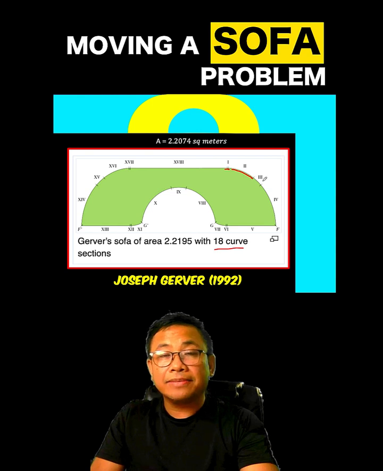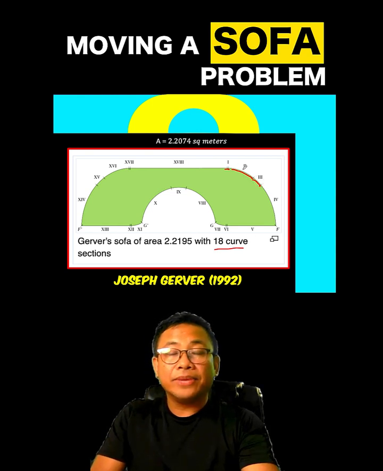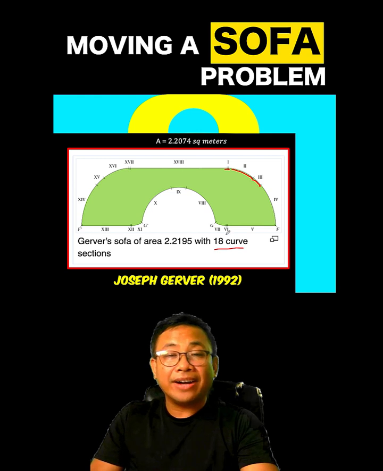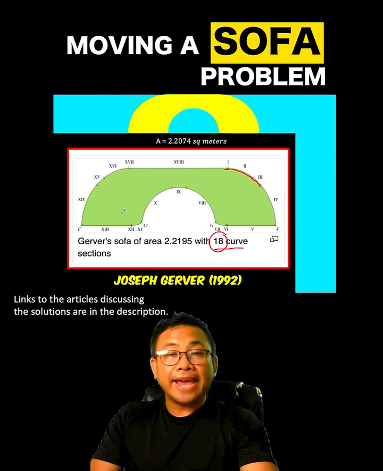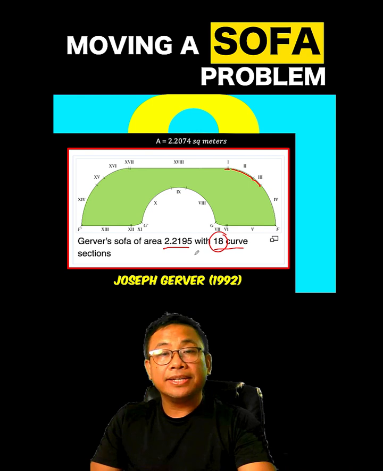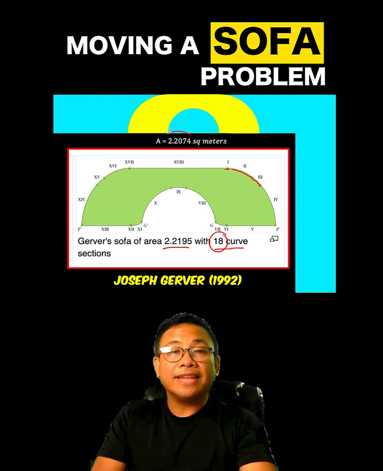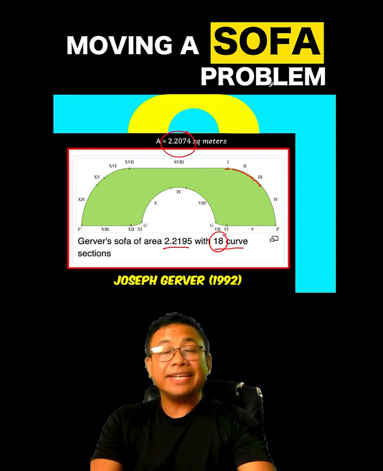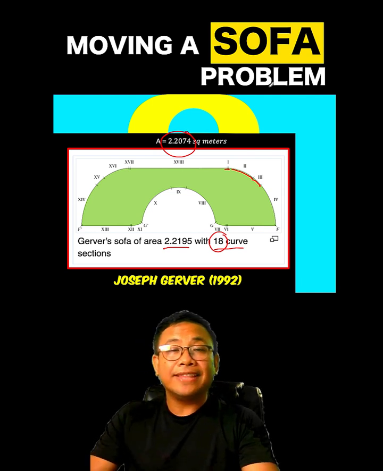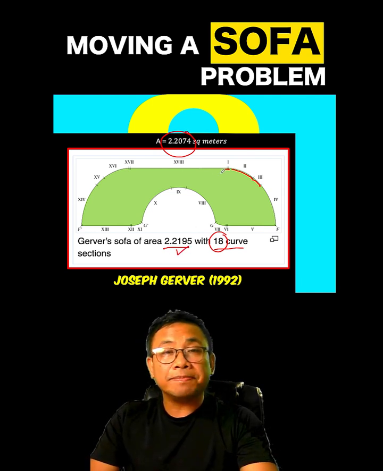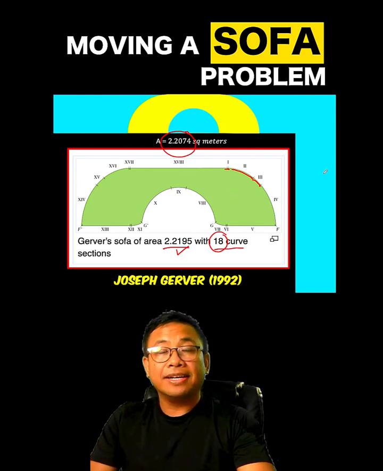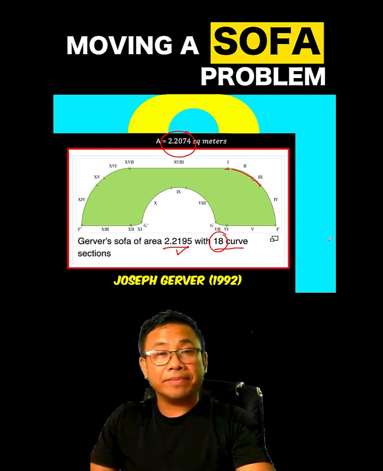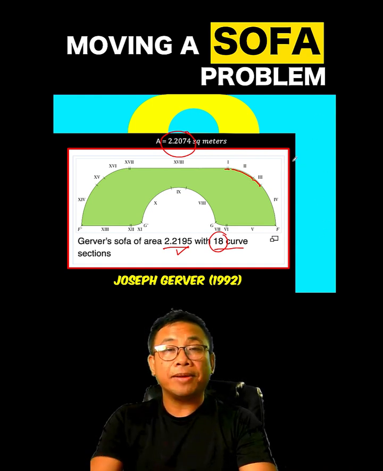This is the second curve, the next curve, until we go around this shape, and there are 18 curves all in all. And using differential equation, he found out that the area of this sofa is about 2.2195 square meters, which is larger than this 2.2074. But still, nobody was able to prove that this solution is the largest possible sofa, nor this is the shape of that largest possible sofa that can be moved around this L-shaped corridor. That's why until now, this problem is still unsolved.